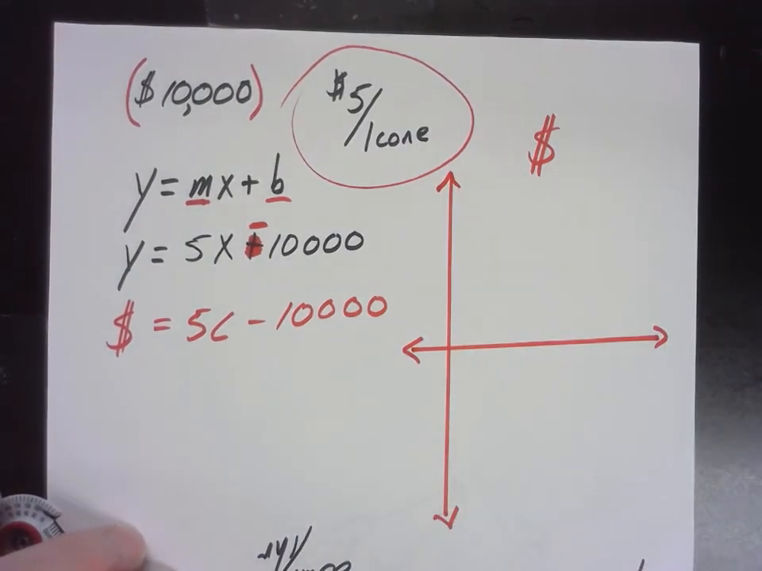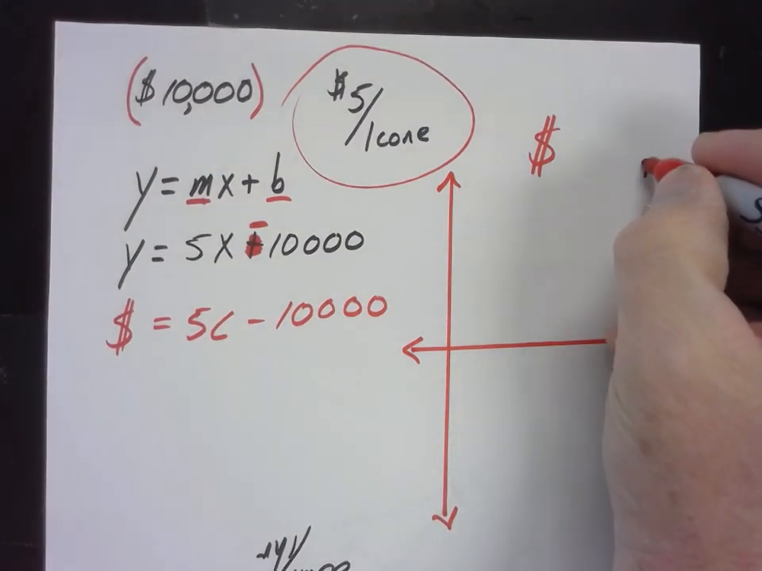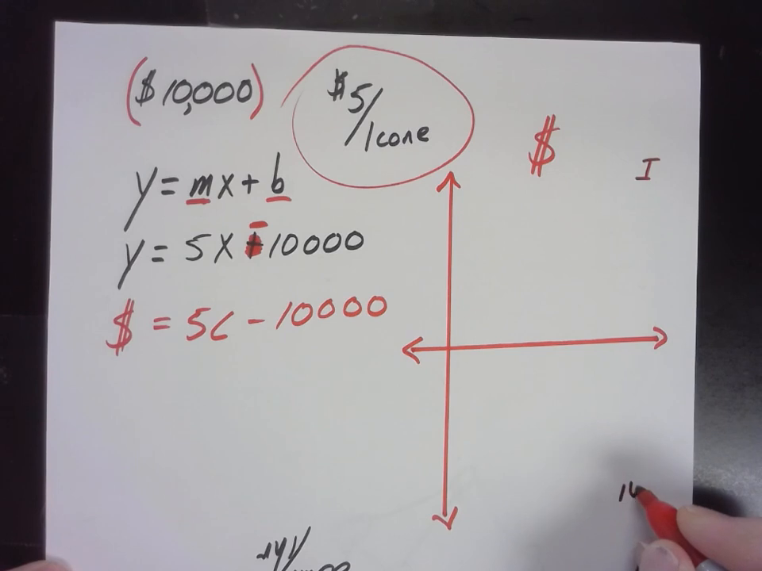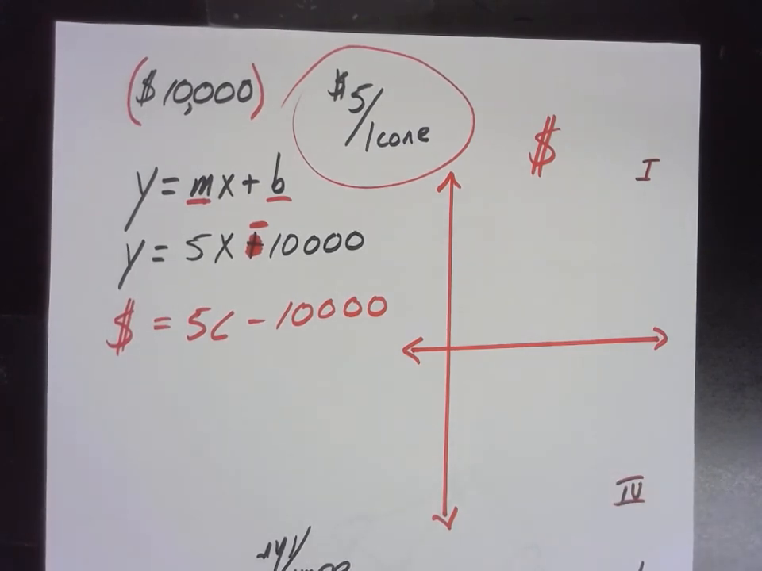I want you to notice that I have the first quadrant here, and I have the fourth quadrant here. I really didn't make room for the second and third quadrant, did I? Why not? So we're not gonna be dealing with those. Why aren't I going to need it? You're not gonna make your negative cones. I'm not going to sell a negative number of cones.